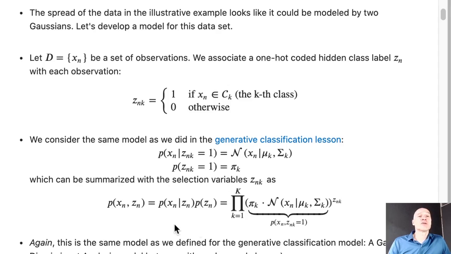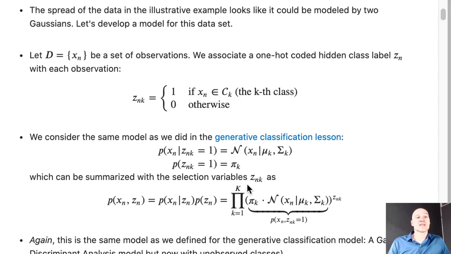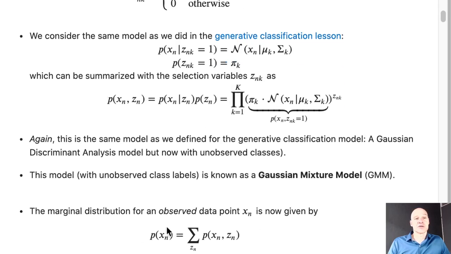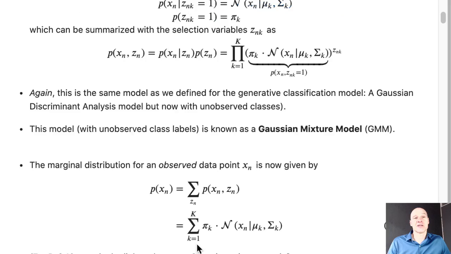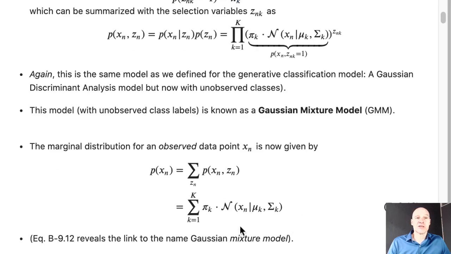When z of n of k is not observed, it's called a Gaussian mixture model. And the reason is that if we integrate the hidden variable away, the latent variable z of n, and we can do that here just by marginalization, we take the joint and we sum over all possible values for z of n. We get this model, and this model basically is a weighted sum of Gaussians. So it's sort of a mixture of Gaussians. So that's why it's called a Gaussian mixture model.